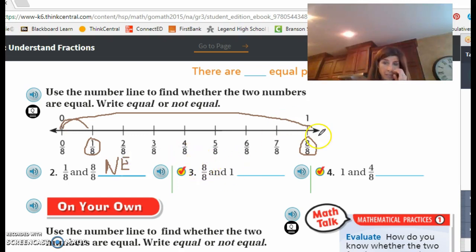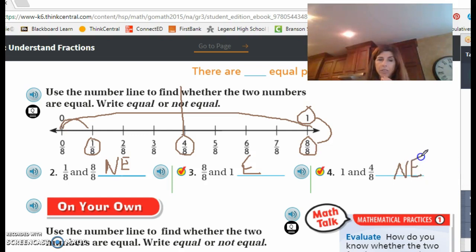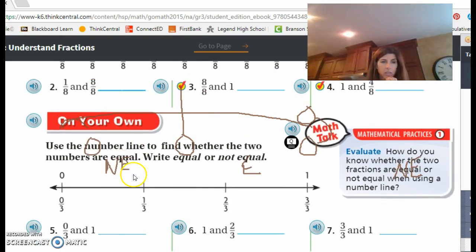8/8 and 1. So here you have 8/8 and 1. 8/8, remember any number over the same number equals one whole. So these are equal. A big old E for equal. 1 and 4/8. Here's 4/8. 4/8 is actually half of the number line. It's right here. And of course, one whole is greater than 4/8. So you know they're not equal, of course, by using that number line of yours.